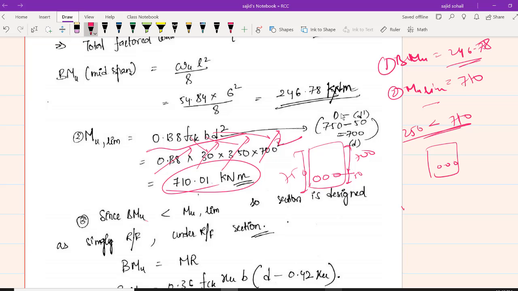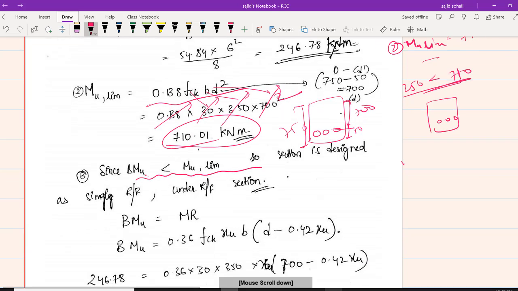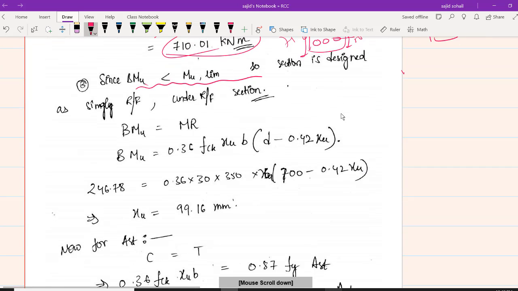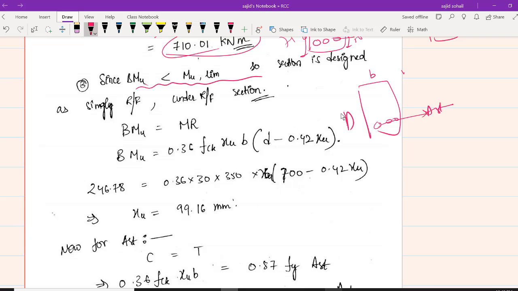So you can clearly see, as BMU is less than MU limit, the section is designed as what? Singly reinforced rectangular section and under reinforced section. More than enough, right? So let us go with finding out how much steel you have to provide. Now you are very clear कि it is a singly reinforced structure. You know the B value, you know the D value. You just have to find out what is the amount of steel and problem is completed.